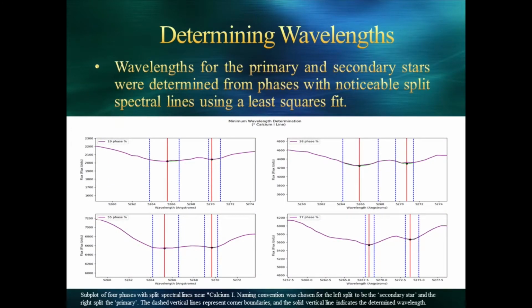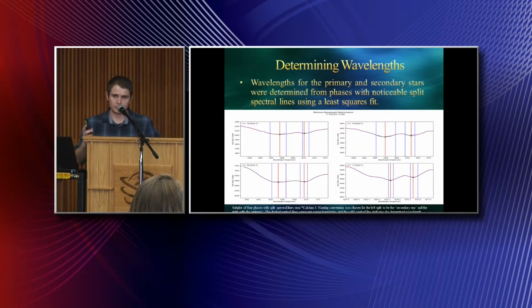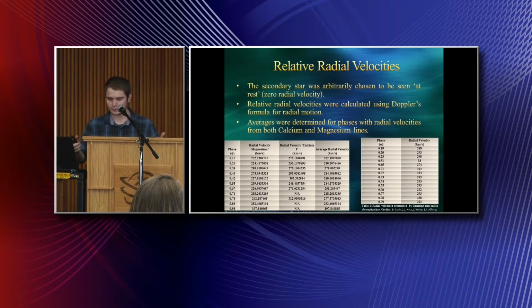So using these wavelengths, we were able to determine the relative radial velocities. We had to use the relative velocities because there was a shift in our spectra that we believe was caused due to the data reduction techniques used by the DAO. We had to use the relativistic Doppler formula for radial motion, and we took averages from the characteristic lines that appeared in both the magnesium and the calcium absorption points.